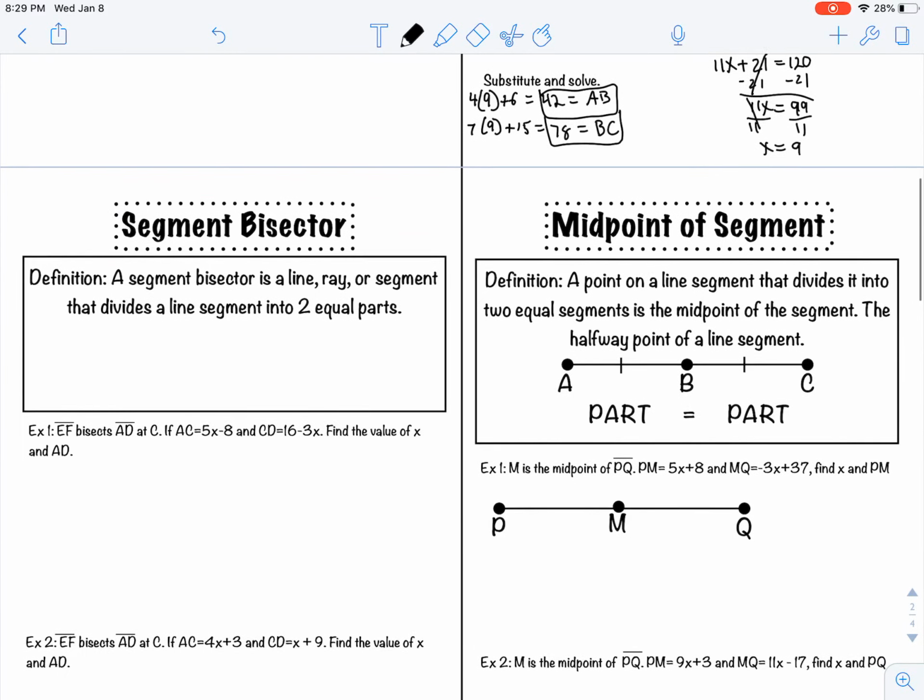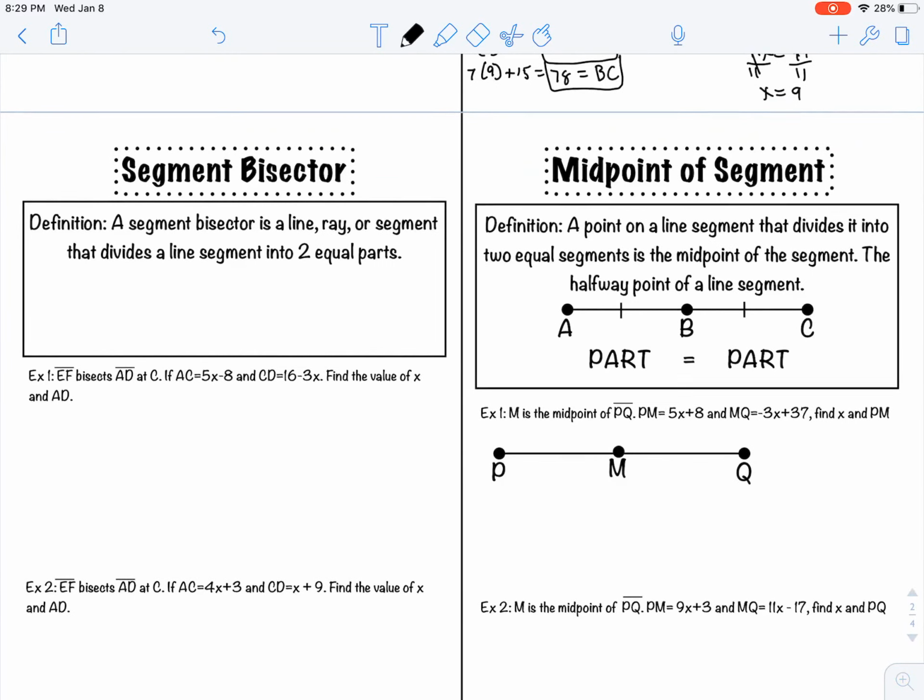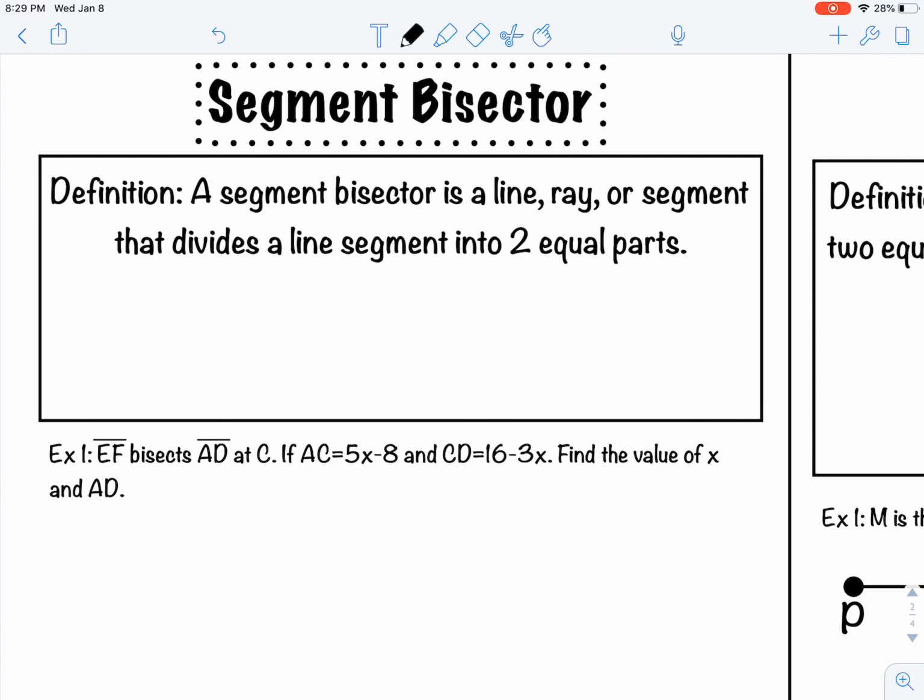So let's go over here. Let's open up and go to a segment bisector. Okay, we're going to talk about what a bisector is. First, let's look at that definition.